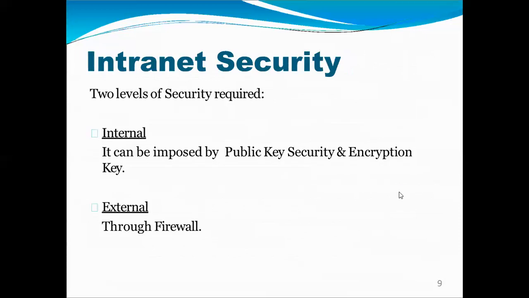There are two levels of security: internal security and external security. The internal can be imposed by public key security and encryption keys, so there may be passwords and encryption. The external security is through the firewall, obviously. People who enter the organization's network have to give user IDs and passwords. There is some cryptographed information, so it's not easy to access. And whenever somebody from outside wants to enter the intranet, they will be protected by firewalls.